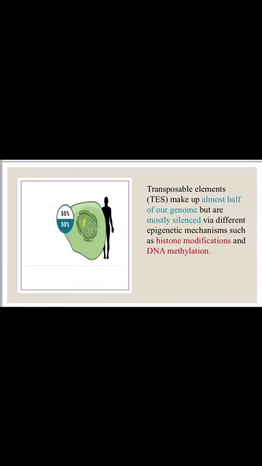Transposable elements make up almost half of our genome, but are mostly silenced via different epigenetic mechanisms such as histone modification and DNA methylation. Transposons can be divided into three classes: DNA transposon, virus-like retrotransposon, and poly-A retrotransposon.